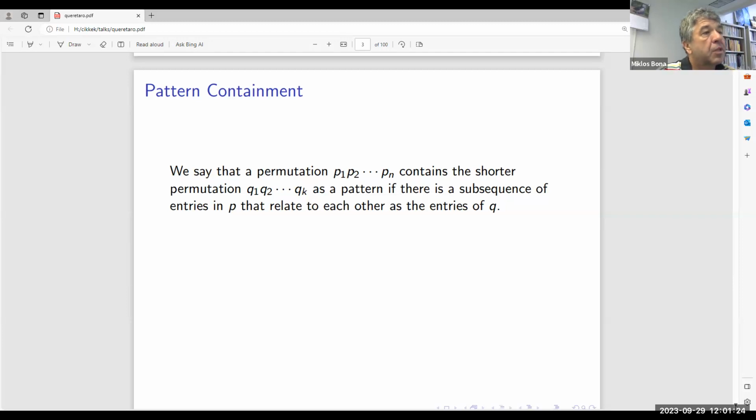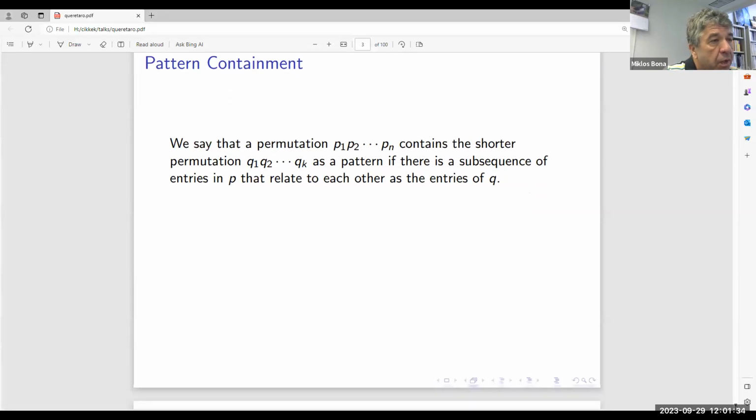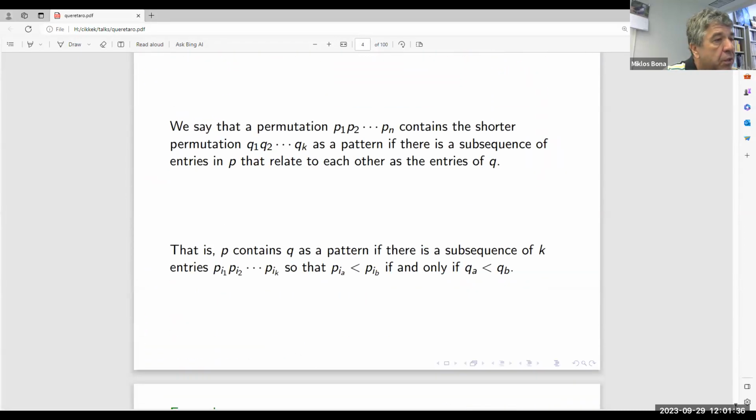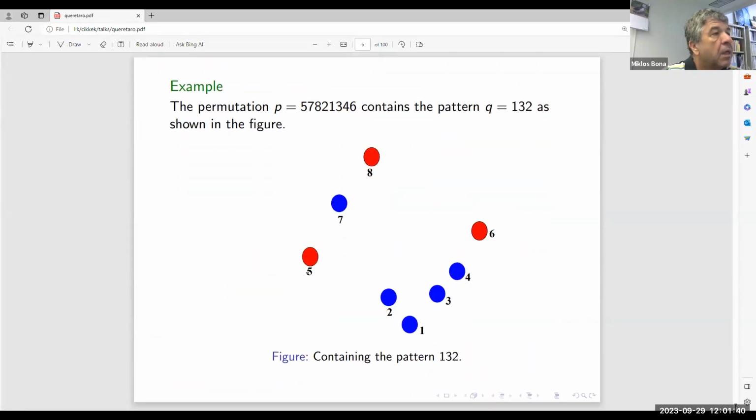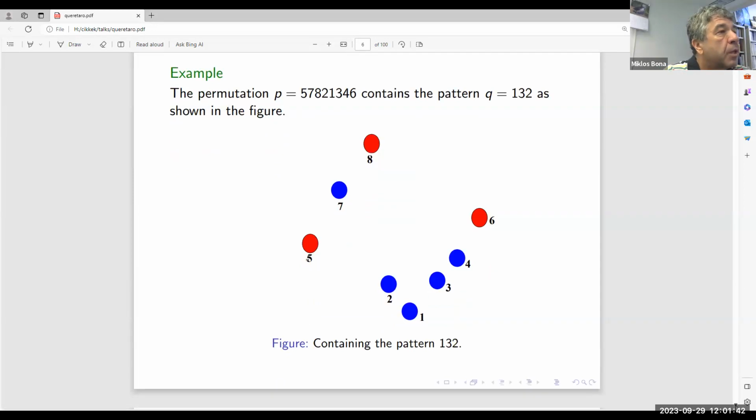A permutation contains a shorter permutation if there's a subsequence of entries in the long one, which relate to each other as the entries of the short one. One picture is worth 10,000 words. Here is an example. See, the long permutation P contains the short permutation Q equals 1, 3, 2.